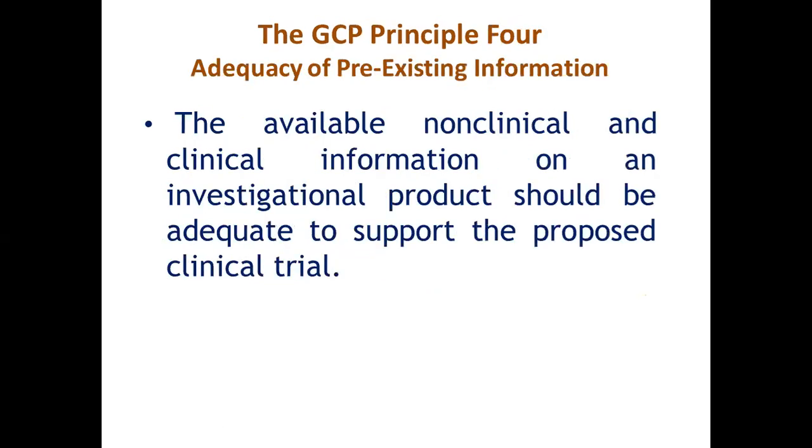Adequacy of the pre-existing information. So if we want to start one phase 3 clinical trial, we need to check what non-clinical and other phase 1, phase 2 clinical trial data is available before starting the phase 3 clinical trial. So the available non-clinical and clinical information on an investigational product should be adequate to support the proposed clinical trial.